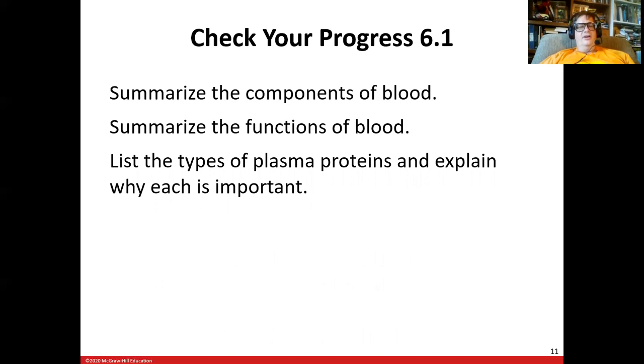Oh, here's a check your knowledge, check your progress thing. It's the 6.1 one. I am going to pause for a few seconds. You can put this video on pause, go check your knowledge, make sure you know this stuff well. And when you come back, when you've checked yourself, go ahead and restart this video and we'll continue. So I'll be quiet now for a few seconds.